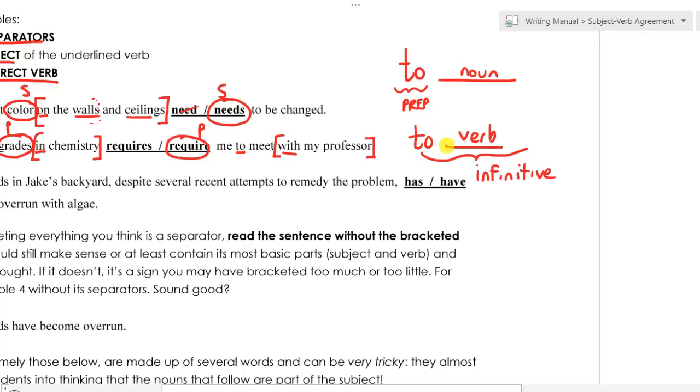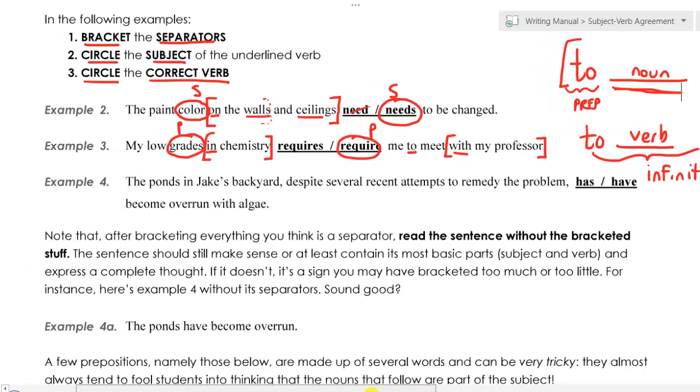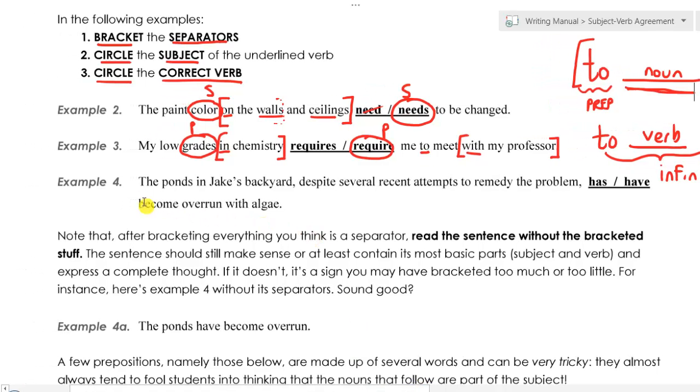We do not want to bracket infinitives. We only want to start bracketing before a to when we have a noun after the to. In other words, when the to is a preposition. So again, do not bracket your infinitives. If you have a verb after a to, do not bracket the to phrase.